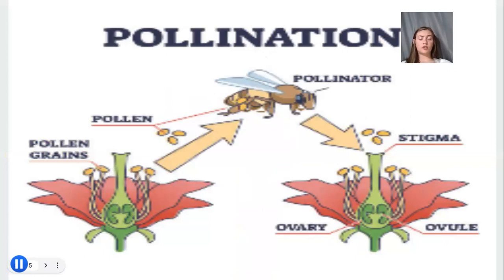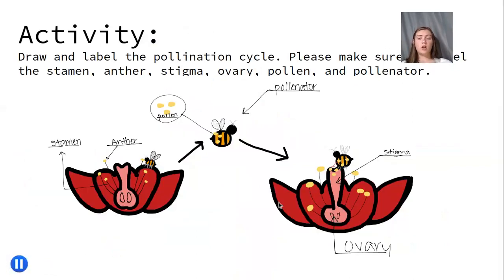So now that we have seen the pollination cycle and we better understand the different parts of the flower and the structures within it, let's now look at the activity we're going to do. Today I want you to draw and label the pollination cycle. Please make sure to label the stamen, anther, stigma, ovary, pollen, and pollinator.